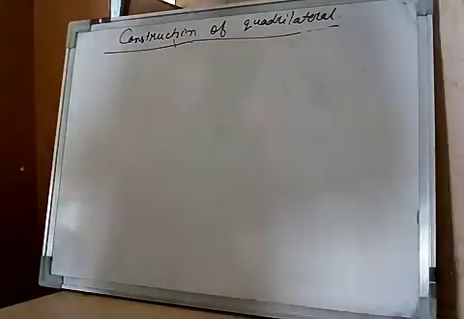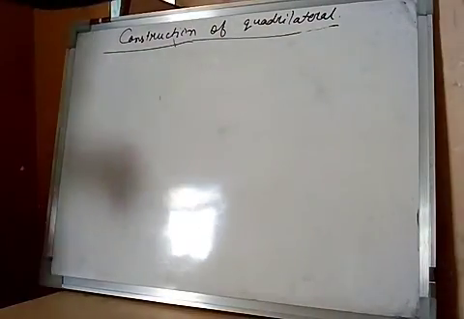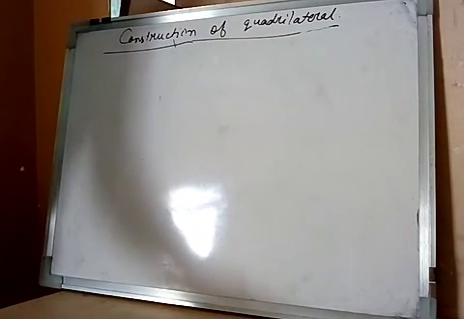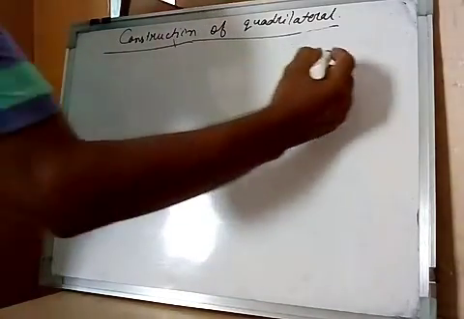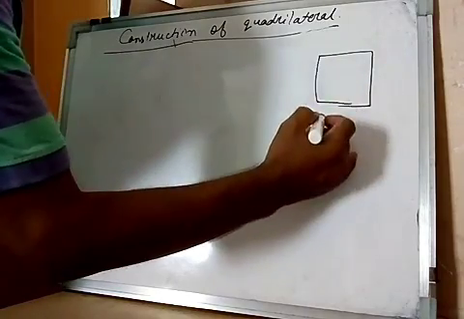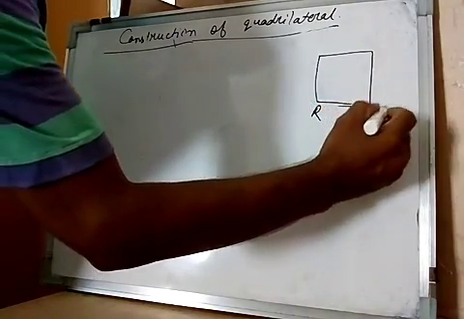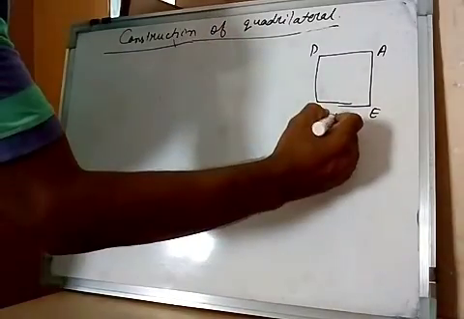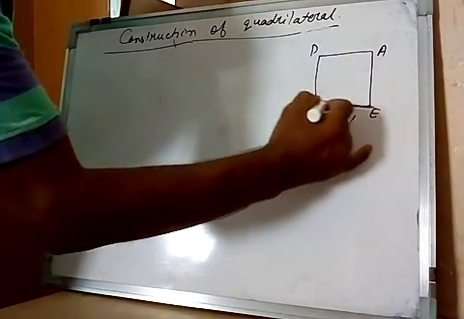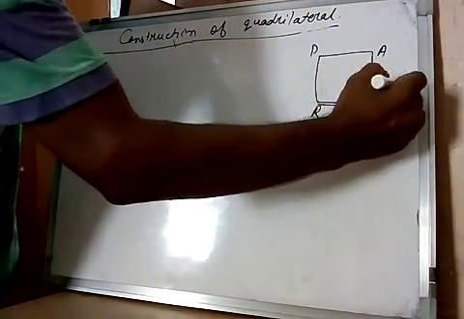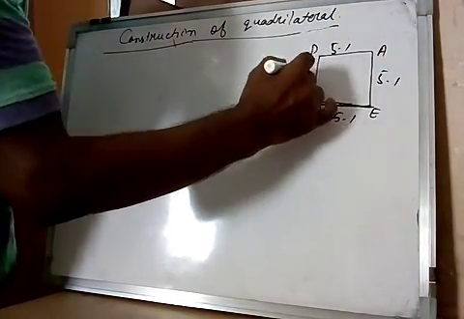Now we have to construct some special quadrilaterals like square, rectangle, rhombus and all. Here square READ, that is RE, has been given 5.1 centimeter. Let's draw one rough figure of square. This one is square, that is what? READ. RE is given 5.1 centimeter. If RE is given 5.1 centimeter, then all sides will be what? Equal. So I have to write here all sides also.